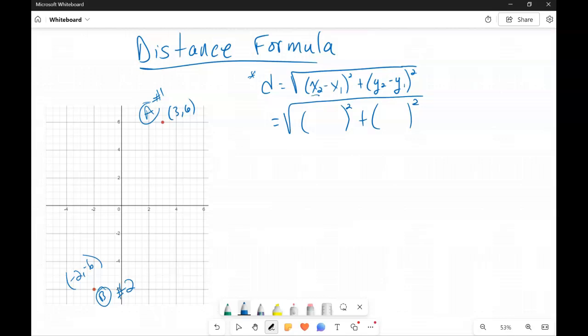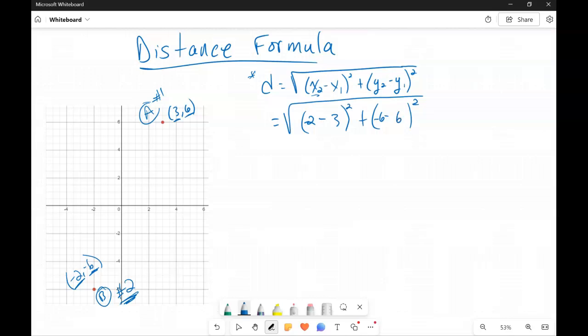So whenever I'm looking at x2, that's asking what is the x value of your second point. So in this case, my second point is here. The x value is -2. And then I'm going to subtract the x value of the first point, which is 3. So I'll be doing -2 minus 3, and then we'll square that. Let's come and do the y values. Y value of the second point is -6. Subtract the y value of the first point, which is +6.